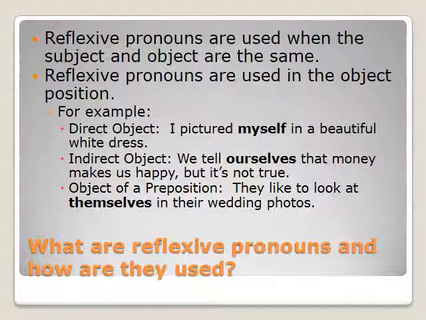Okay, and we just got two more sections here. So these are the reflexive pronouns. This is on page 132.